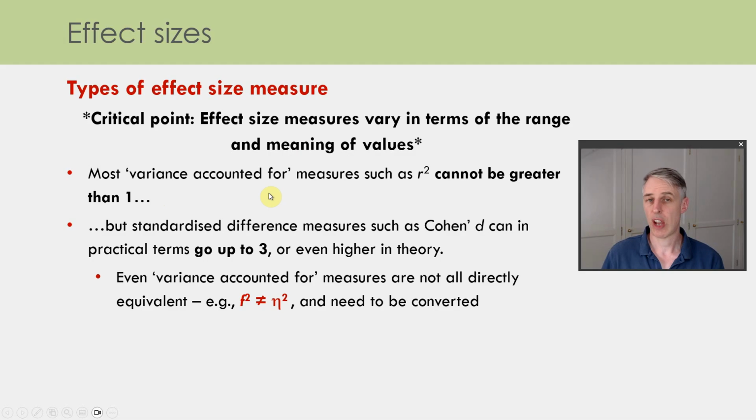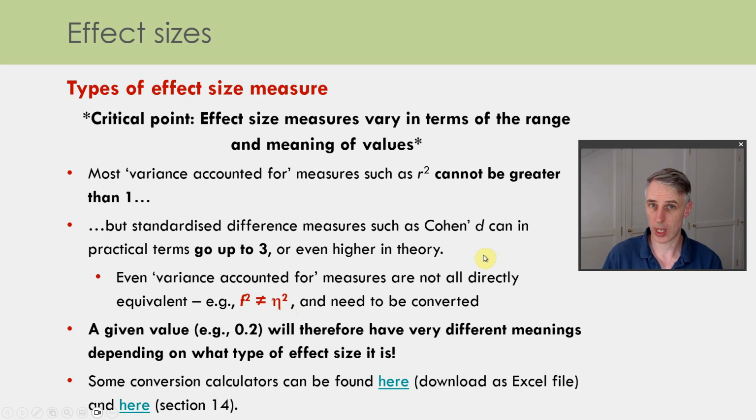Even within that family of variance accounted for effect size measures, they aren't strictly equivalent. For example, a Cohen's f squared is not directly equivalent to an eta squared and needs to be converted using a formula. So the moral of this story is that a given number for an effect size therefore has really, really different meanings depending on what size of effect it is.